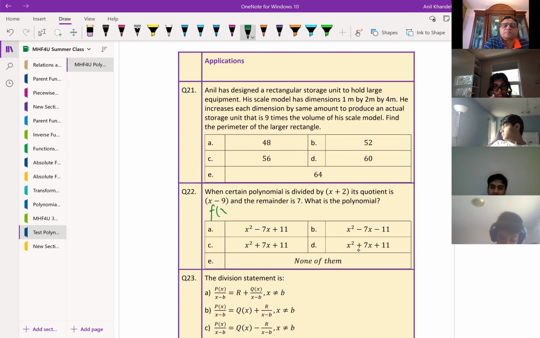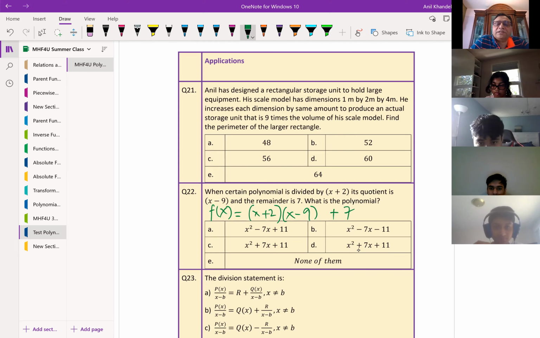X plus 2, quotient is x. What is it? Use the division statement, correct? Quotient times the divisor plus the remainder. That is your function, correct? So you have to expand this and then get the answer. Apply the distributive property. So all of you, try it out.